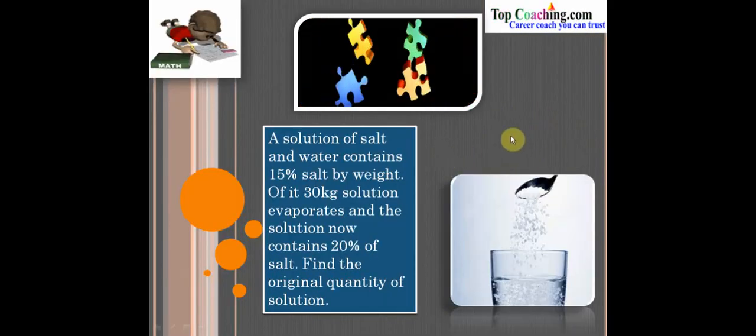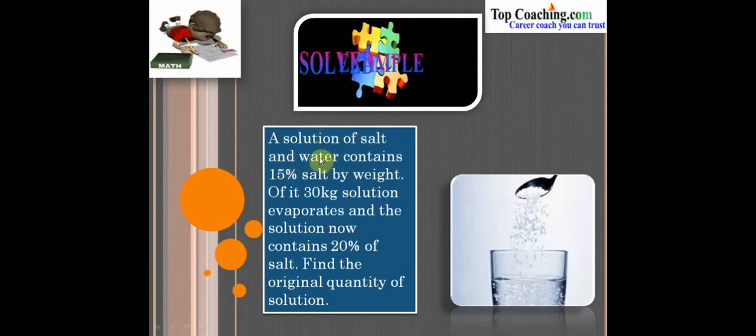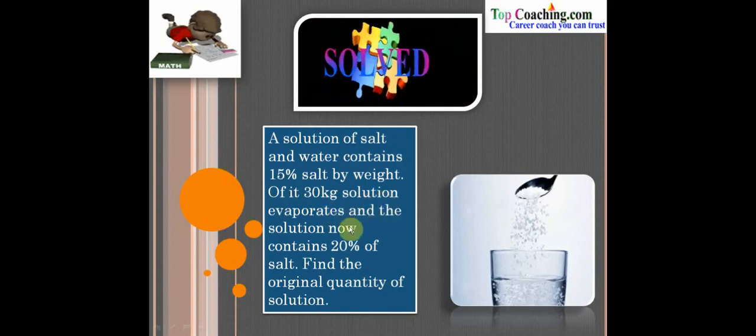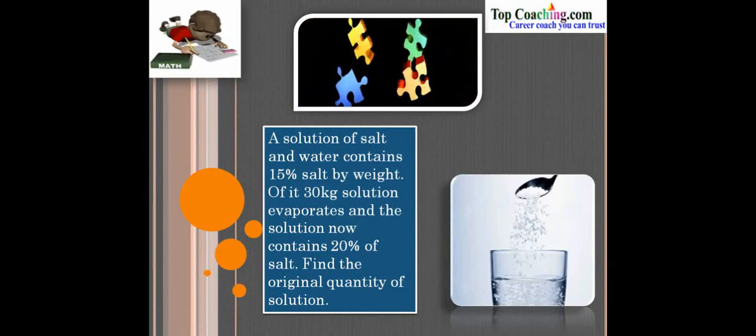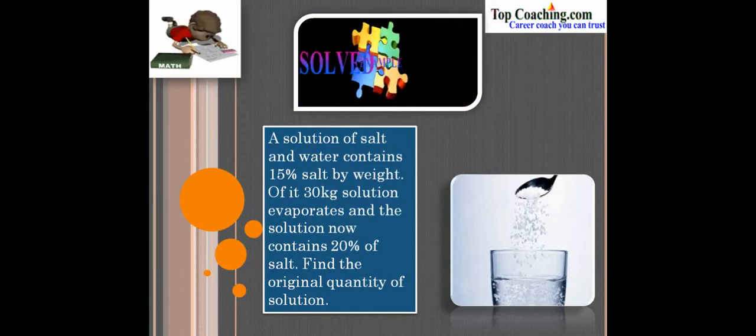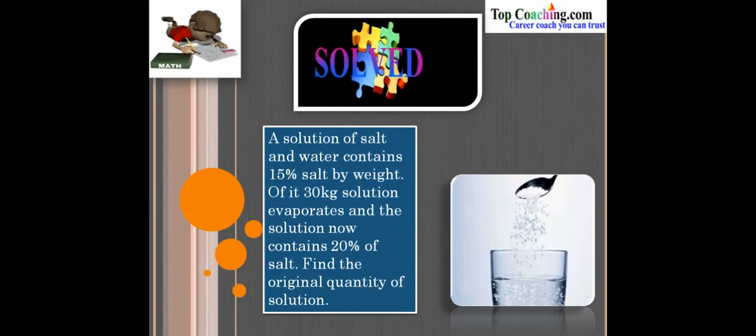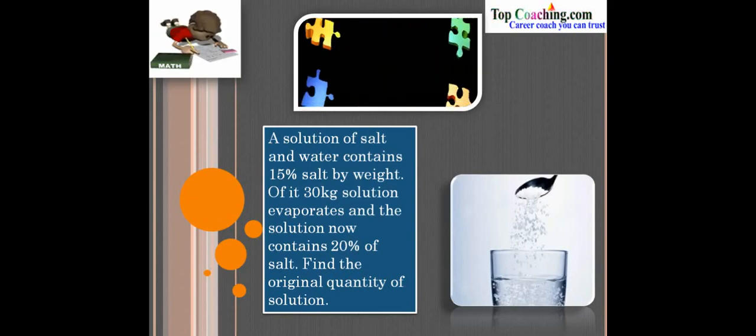Let's try to solve an example. A solution of salt and water contains 15% salt by weight. Of it, 30 kg of solution evaporates and the solution now contains 20% salt. Find the original quantity of solution. So this problem says that we have a solution of salt and water in which there is 15% salt by weight. It means that if we have a 100 kg solution, then 15 kgs would be salt and the remaining 85 kgs would be water.